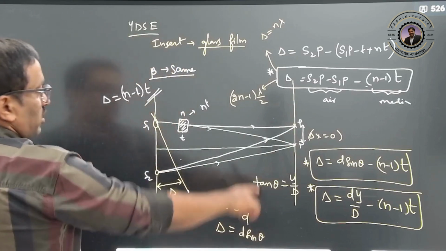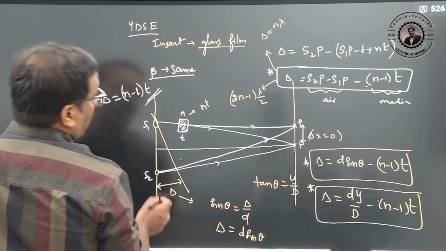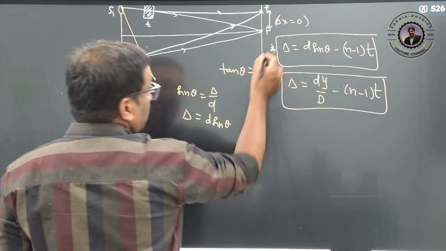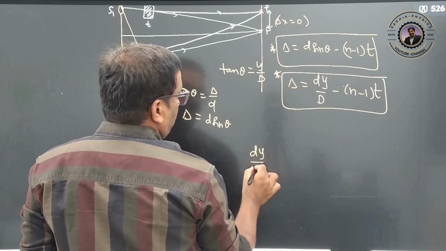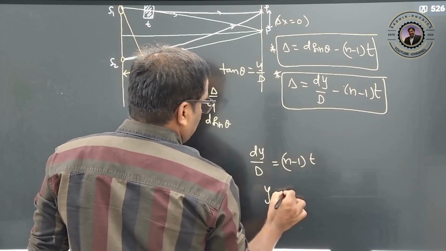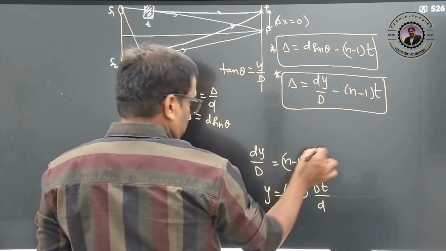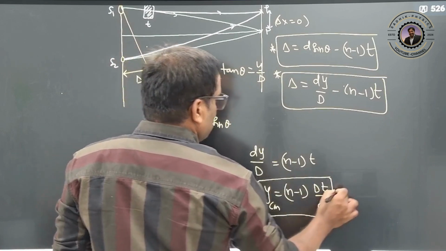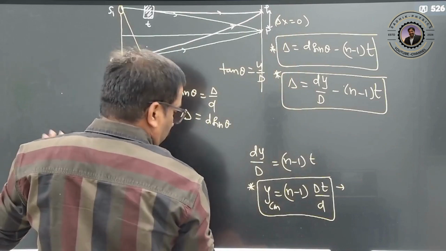Clear? Suppose we want to know how much the central maxima is getting shifted. For the central maxima shift, delta will be equal to 0, so the path difference will be equal to 0. So d y by d equals (n minus 1) into t. So y equals (n minus 1) into t into D by d. This is the distance the central maxima is shifted.